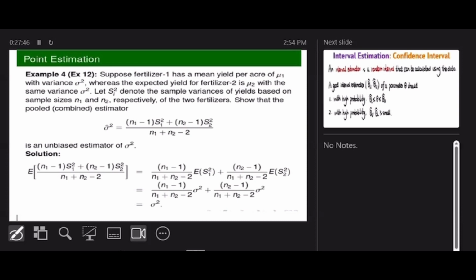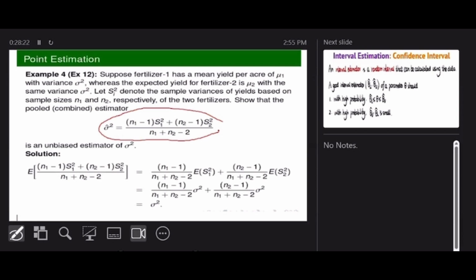Okay, so now, if you take a look at this guy, that pooled variance is an estimator. How can we show that this estimator is going to be unbiased? What do I mean by showing that it's going to be unbiased? We want a situation whereby the expected value of that estimator must be sigma squared.